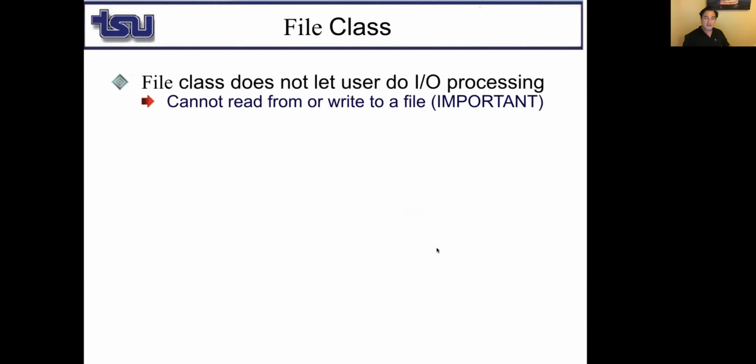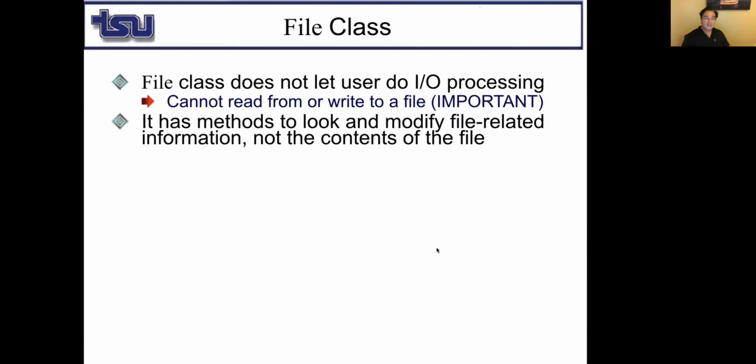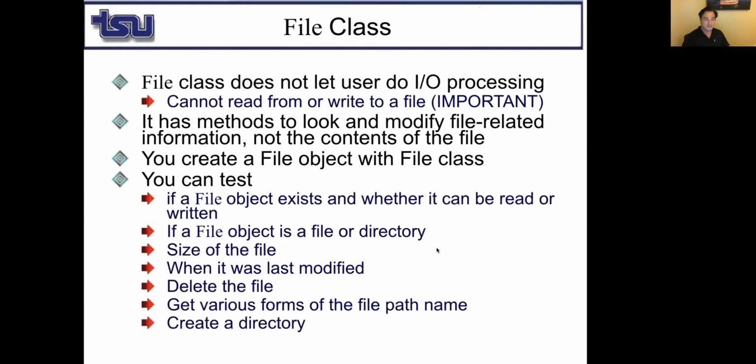The File class does not let you do the I/O, input-output processing. It is important: you do not change the contents of a file using a File class object. You cannot read from a file, or write into a file using the File class. There are a lot of methods that enable you to look at and modify file-related information, not the contents of the file. You can create a new file, for example, using the File class. Or you can get the size of the file, or delete the file, or create a new directory, and so on, but you do not modify the contents of the file with a File class object.